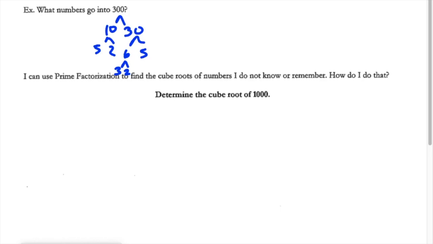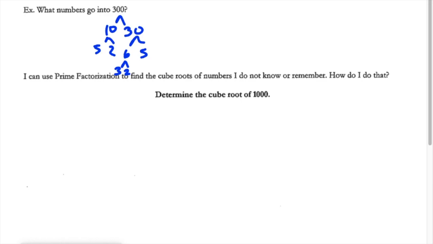Now obviously this is not a perfect cube or a perfect square, right? There's no triples or pairs or anything like that. Or there is the pair of 2, but there's not multiple pairs that I can break off to make a square root. So I can use this prime factorization to find the cube roots of numbers I don't know or remember. So how do I do that?